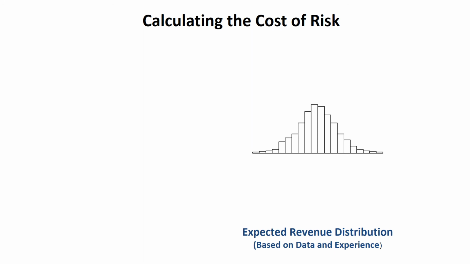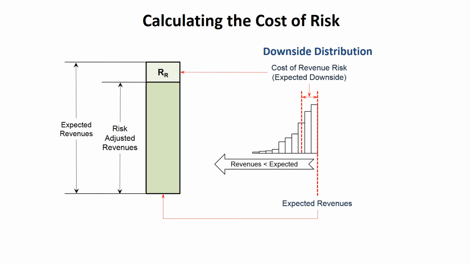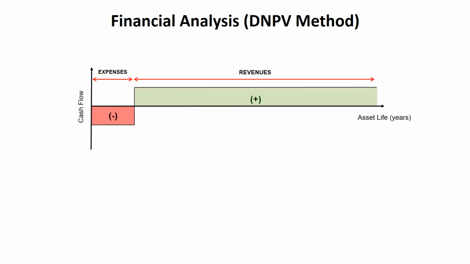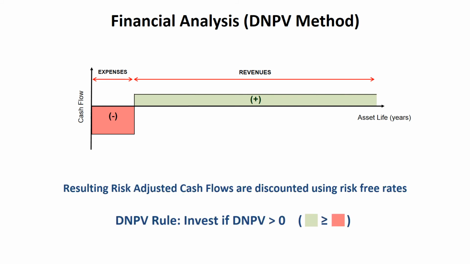How is the cost of these risks calculated? Well, revenues and expenses are typically distributed such that data and experience can be used to bound expectations. As an example, a normal distribution may fit the data. We can use this distribution to calculate expected revenues, and therefore the cost of revenue risk. We can do the exact same thing to estimate expected expenditures and the cost of expenditure risk. Applied to typical financial analysis, the costs of expenditure risk and revenue risk are calculated and subtracted from cash flow, allowing an investment to be evaluated.